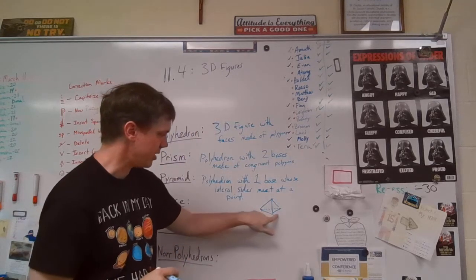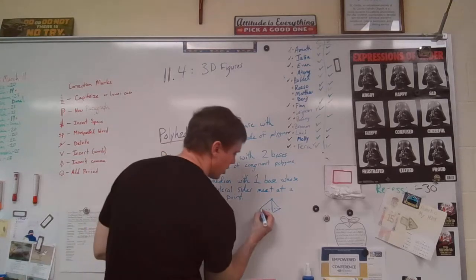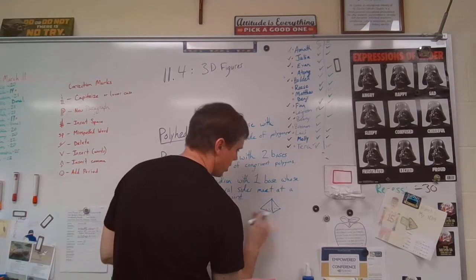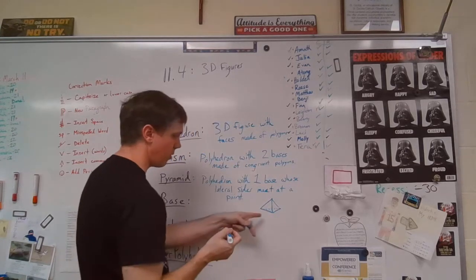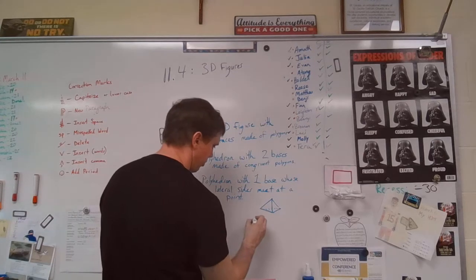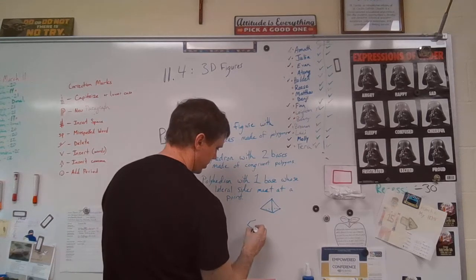Okay, so here we have our base down here, which is just a triangle. And they all meet at a point. Now, you don't have to just have a triangle down here. We could have had, let's make some sort of crazy shape.